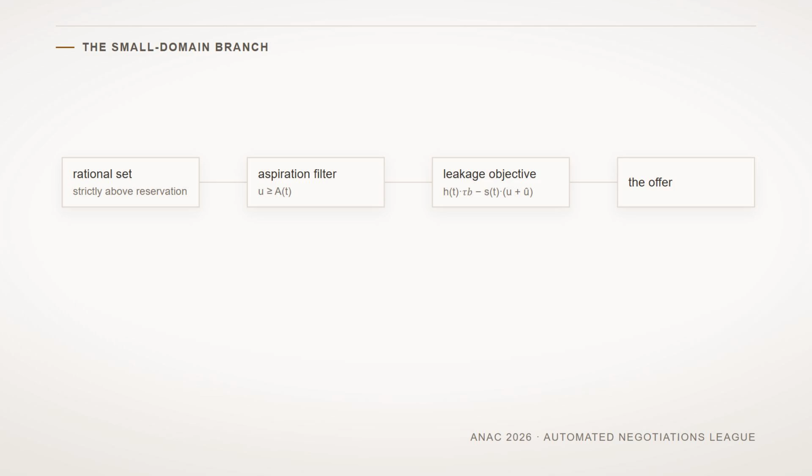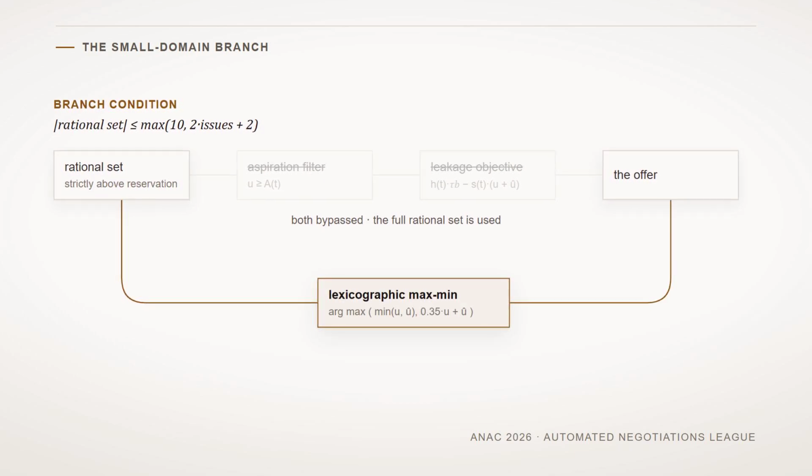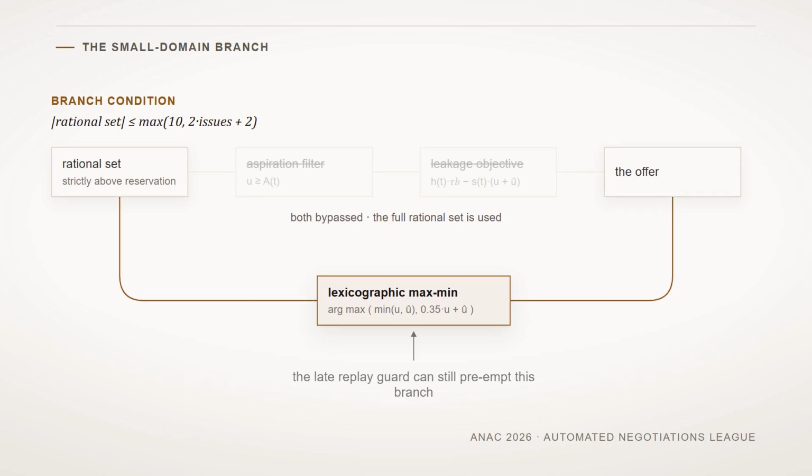One more thing, when the rational set is small, offer selection takes a different path. No aspiration filter, no leakage objective, just a lexicographic max-min over the full rational set. The late replay guard can still preempt it.